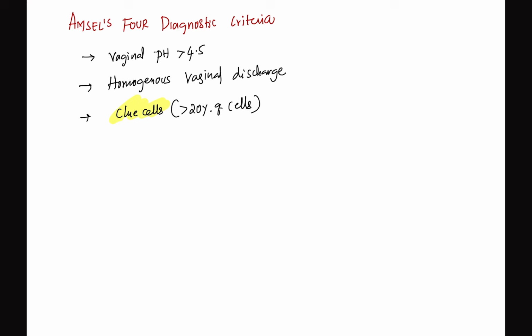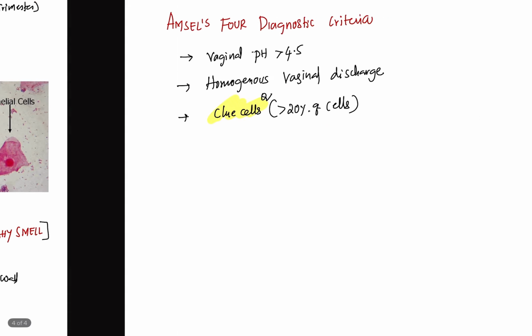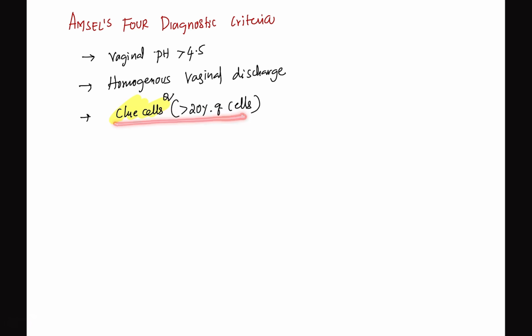Very important, a lot of MCQs in exams have come from clue cell. What is a clue cell? It is giving you a clue: a lot of bacilli are attaching to this particular exfoliated vaginal cell, giving us a clue that it could be bacterial vaginosis. So clue cells in more than 20% of the cells is one of the four Amsel's diagnostic criteria for bacterial vaginosis. What is the fourth one? We generally do a test known as the whiff test. Remember this test, the whiff test.